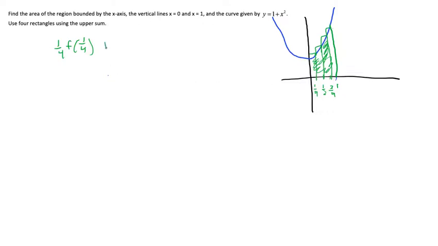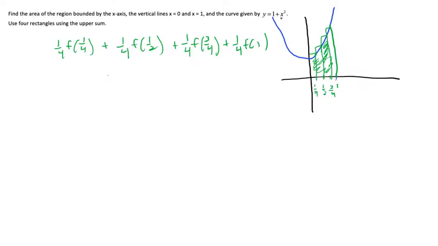which is 1/4. And then we need 1/4 times f of 1/2, because this is the x coordinate, x equals 1/2 here. So when x is 1/2, we need to find what this y value is. How do we find that? Well, by plugging it in here. And then similarly, we need 1/4 times f of 3/4, and then 1/4 times f of 1. So these essentially are the areas of each of these 4 rectangles, and then we are going to just add them all together.